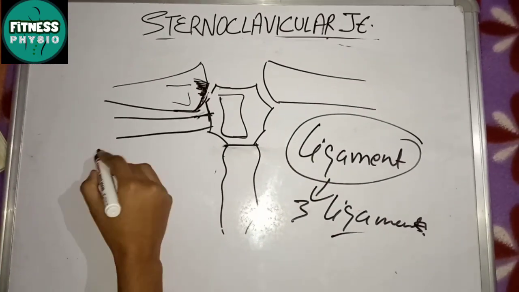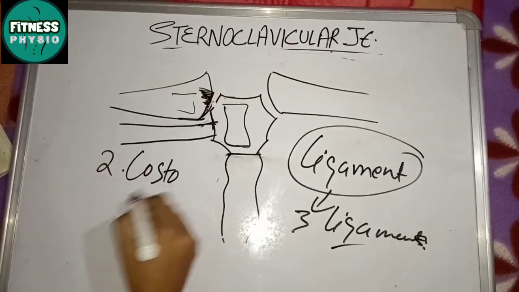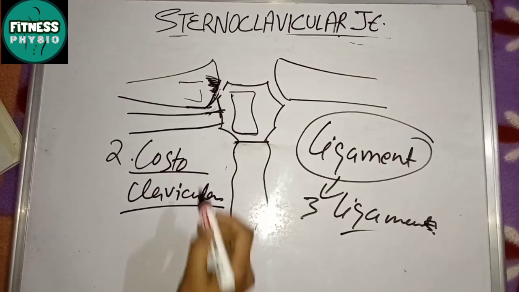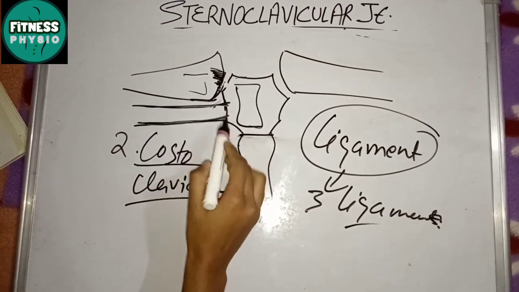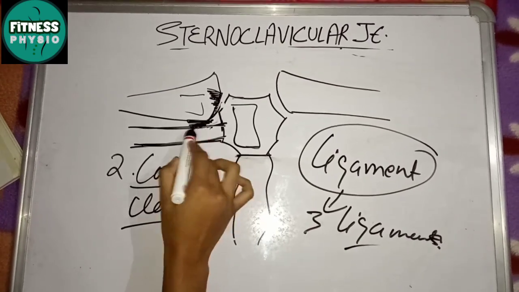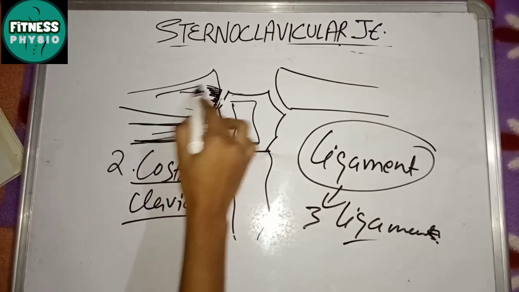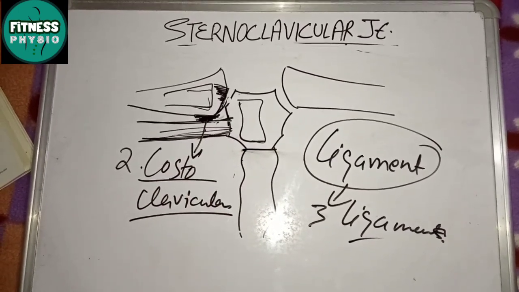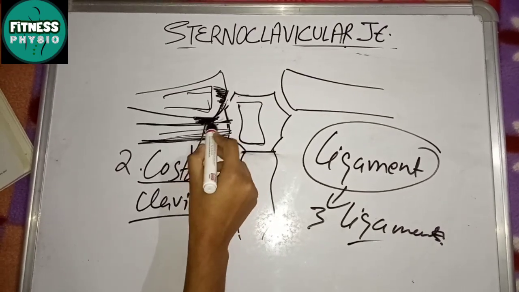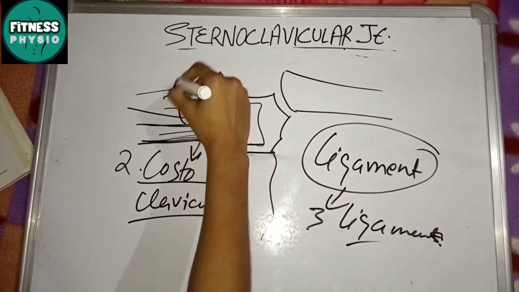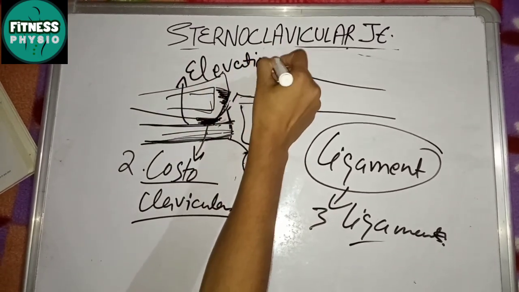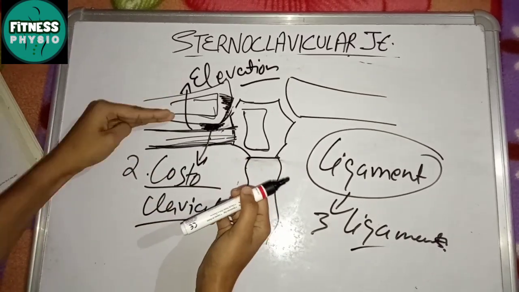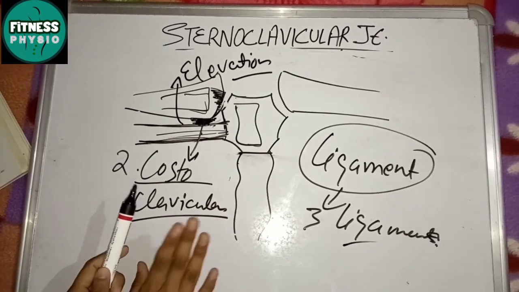Now the second ligament is your costoclavicular ligament. As I have already told you, remembering the name is very easy. This is your first costal cartilage, and the ligament present here, connecting your costal cartilage to your clavicle, is the costoclavicular ligament. What is its function? This ligament prevents excessive elevation of your clavicle.